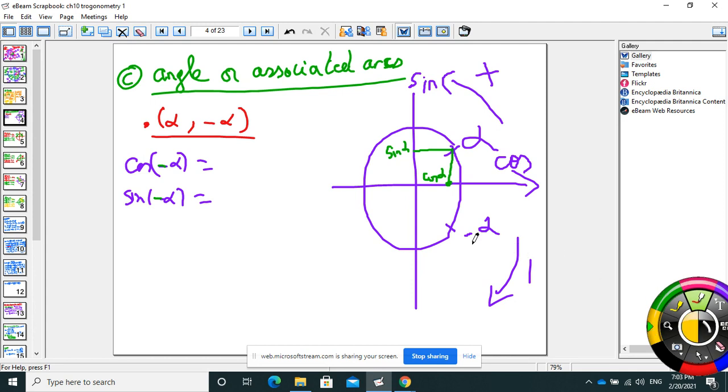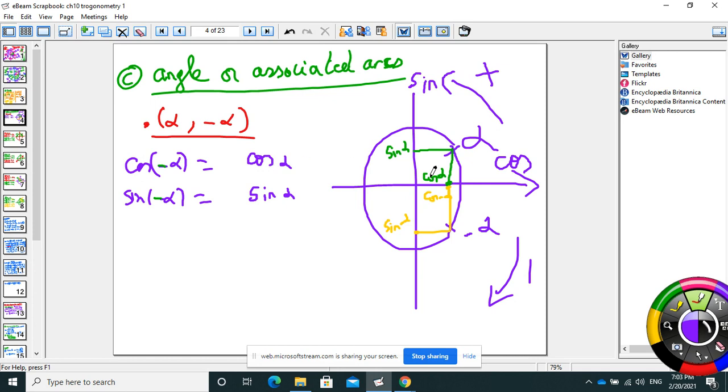If I do the orthogonal projection of minus alpha, this is the cosine minus alpha, and this point is sine minus alpha. Now if I want to compare them, how are cosine minus alpha and cosine alpha? They are the same. So I always put cosine alpha equals cosine alpha here, and here I want sine alpha. My answer is either the same or opposite.